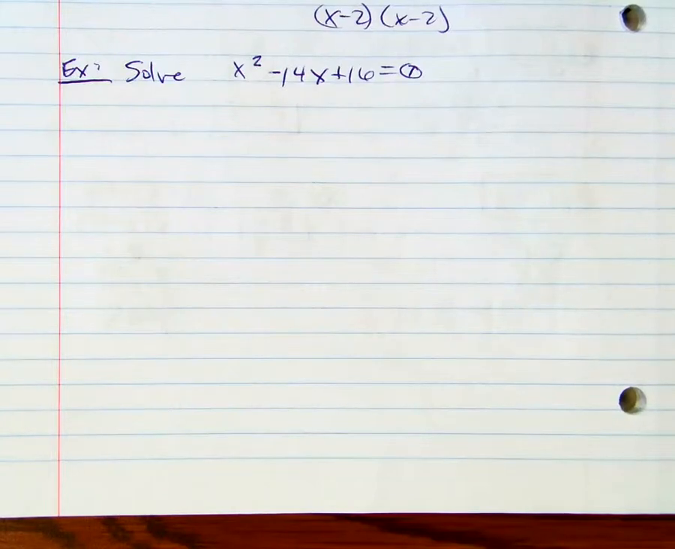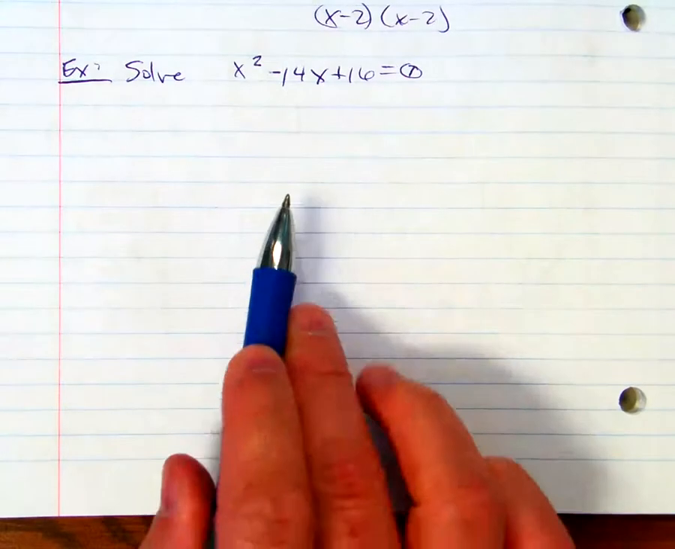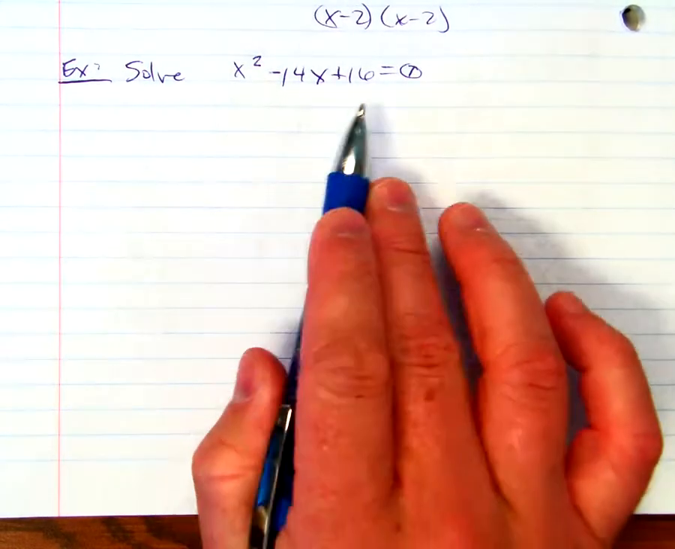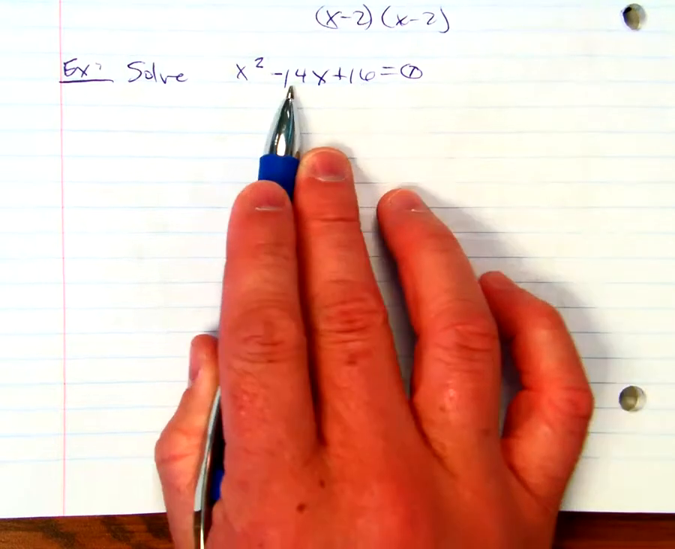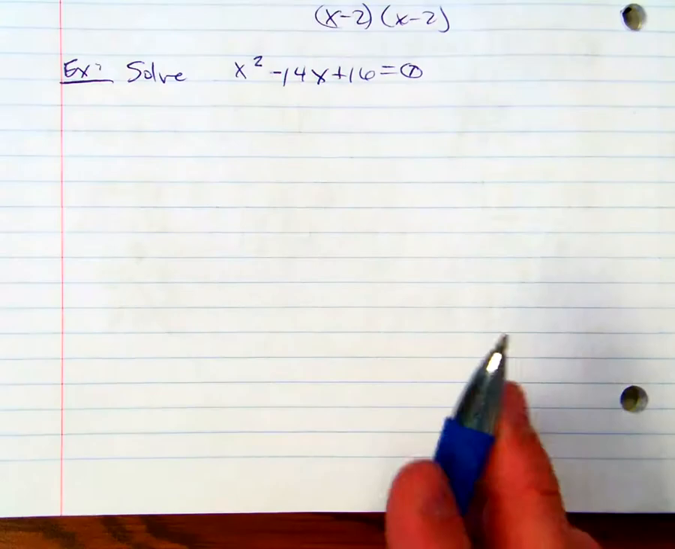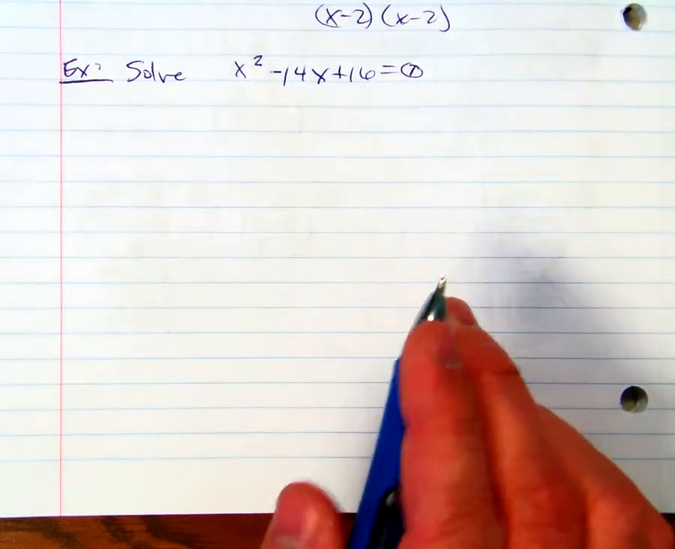So first thing we need to do is decide that this cannot be factored, and in this example, it actually can't be. There are not two numbers that exist that if we multiplied them, we'd get 16, but if we add them, we'd get negative 14. There's no whole numbers to do this. So this is a good example of when we would actually need a different method.